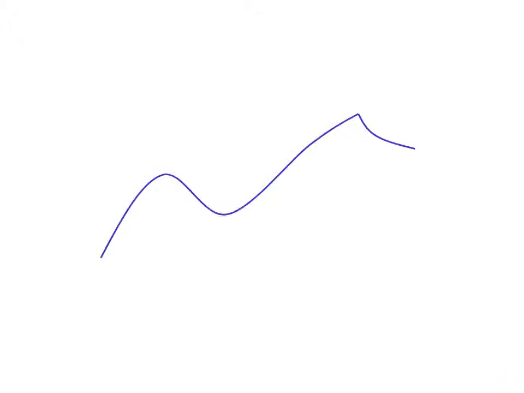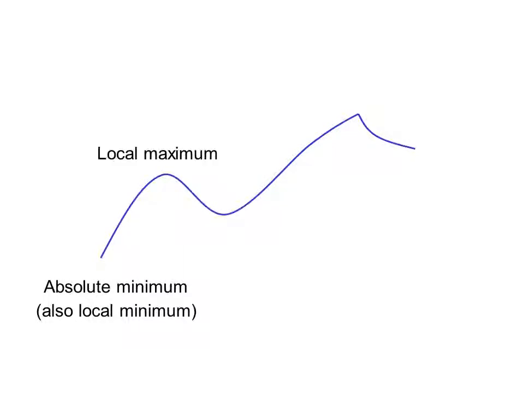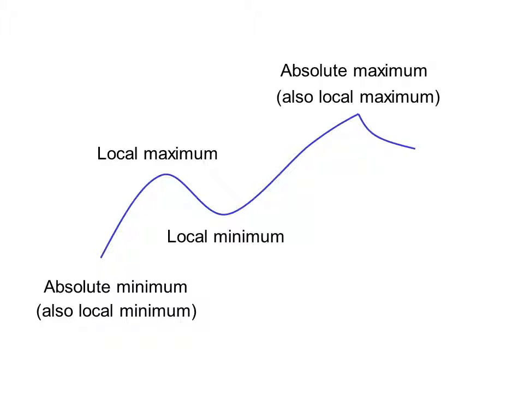So in this example, we have an absolute minimum, which is also a local minimum, a local maximum, a local minimum, an absolute maximum, which is also a local maximum, and a local minimum. And once again, we're assuming closed interval.